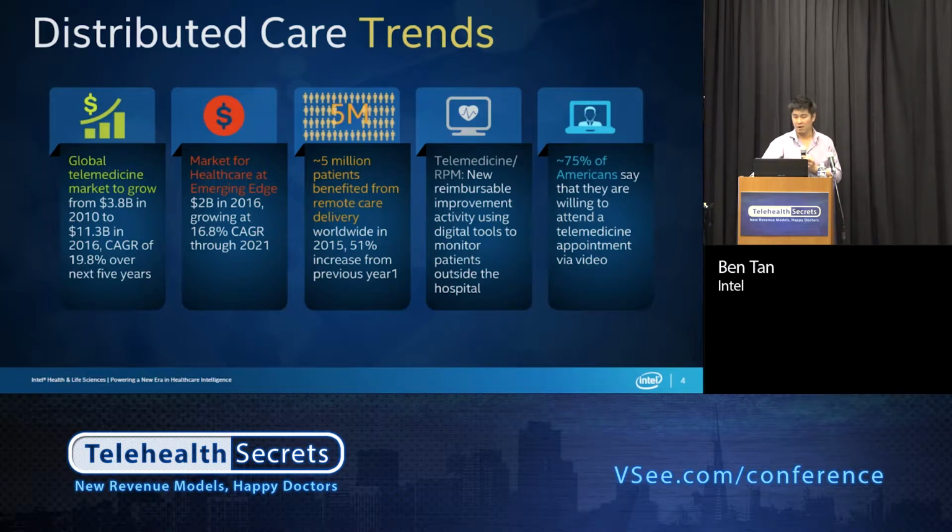We are seeing a market that is growing at 16.8% CAGR through 2021 for emerging healthcare at the edge, which is what this device does. And there's been a lot of effort around reimbursement improvements that enable remote care as a standard of care, which of course Intel is a big part of, to push telemedicine into patient homes.